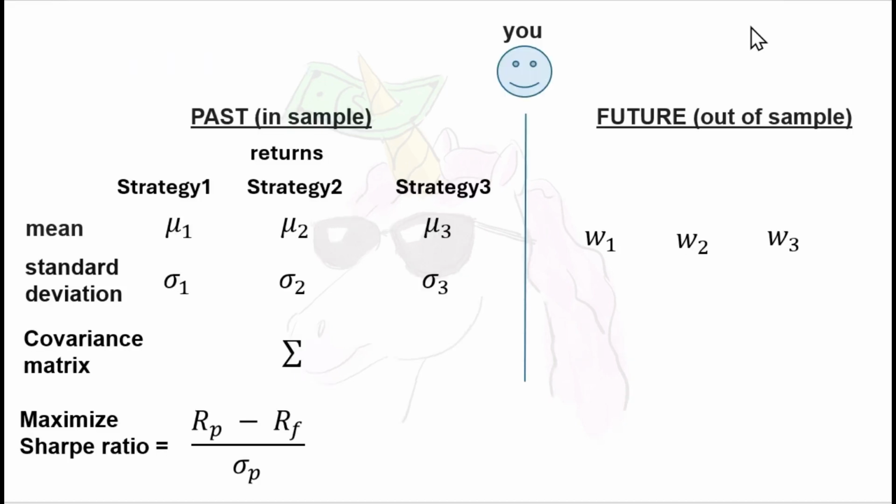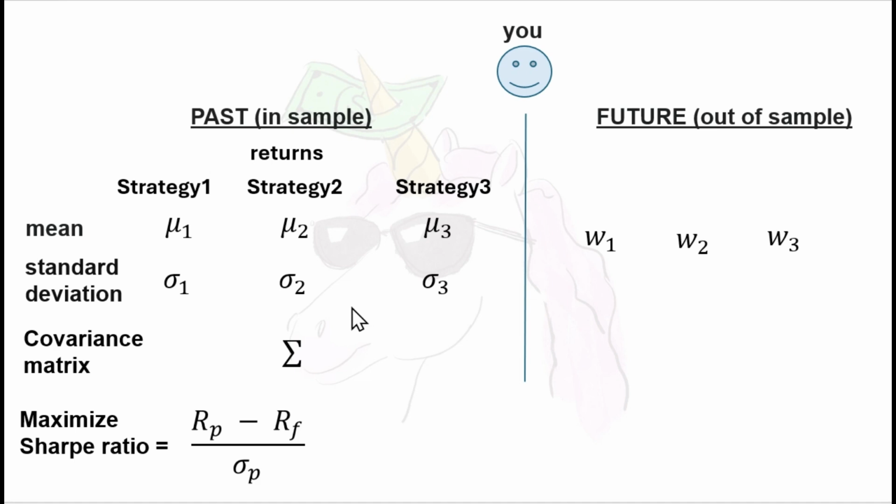So let's try to formulate our problem. Say that you're standing here. This is now. You want a set of weights that you can use in the future, let's say tomorrow, to trade on, such that you can get very good return. So at this moment, what information do you have? What data do you have? You have your historical returns. That could be either from, say, a back test, or could just be from your historical records. Based on those returns, you can get some statistics. So you know the mean, the standard deviation of each of your strategies, and you also know the covariance or correlation matrix.